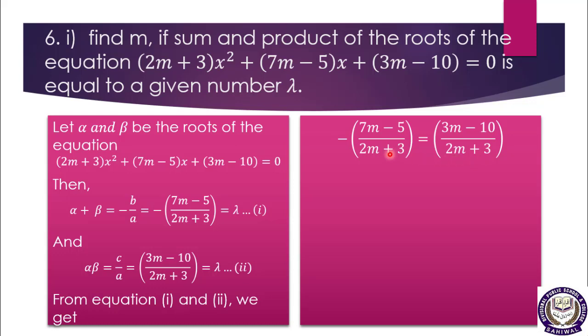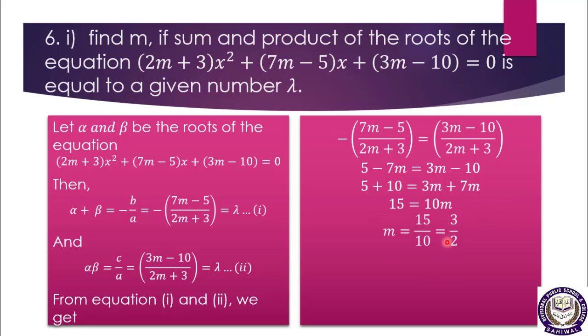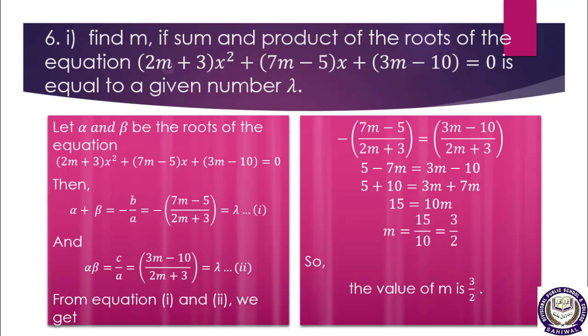By using the cancellation property for multiplication, we can cancel 2m plus 3 with 2m plus 3 and get minus 7m minus 5... and get 5 minus 7m equal to 3m minus 10. These values change their sign because of this negative sign. On solving, we get 15 is equal to 10m, where m is equal to 3 by 2. So, the value of m is 3 by 2.